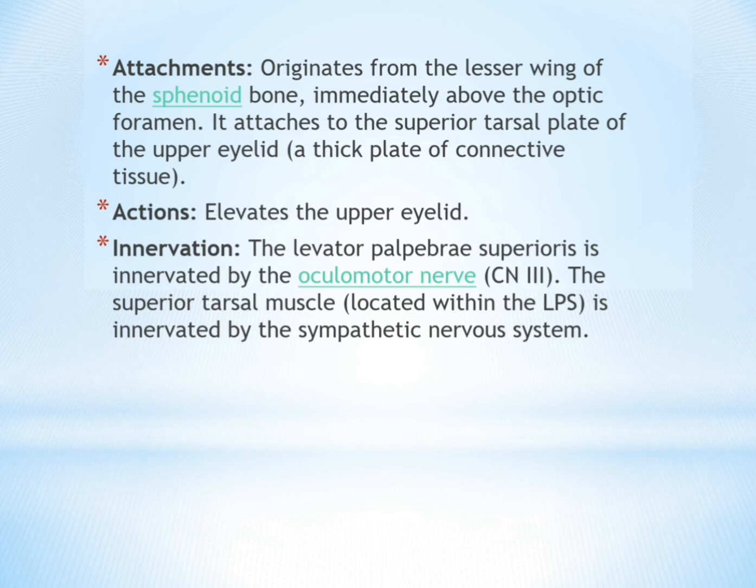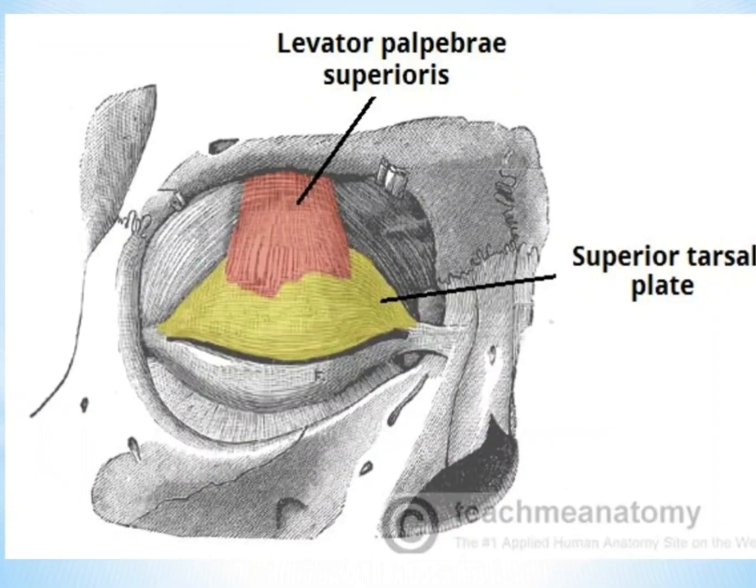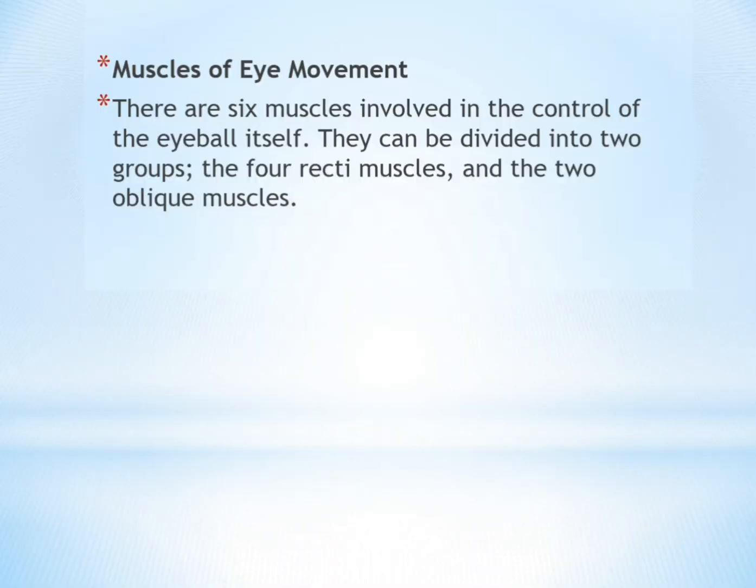Levator Palpebrae Superioris is innervated by the Oculomotor nerve, which is cranial nerve 3, and the superior tarsal muscle located within the LPS is innervated by the sympathetic nervous system. The diagram shows the Levator Palpebrae Superioris attaching to the superior tarsal plate.